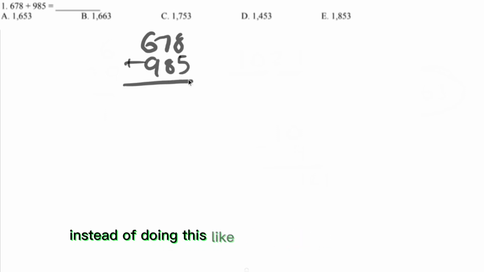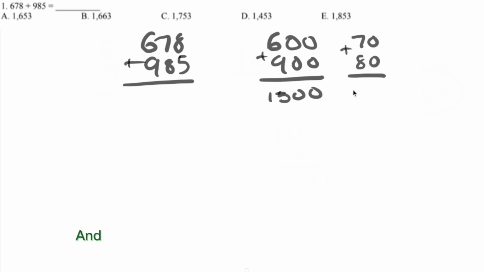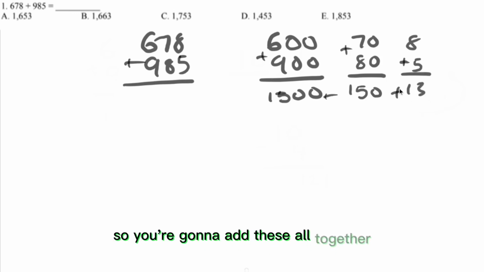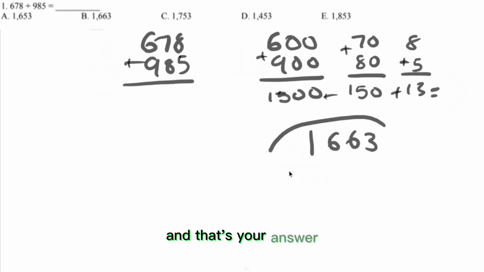So instead of doing this like a normal addition problem, let's do this really quickly by doing the hundreds place. And that gets you 1,500. Adding the tens place. That gets you 150. And adding the ones place. And that gets you 13. So you're going to add these all up together, and you get 1,663, and that's your answer.